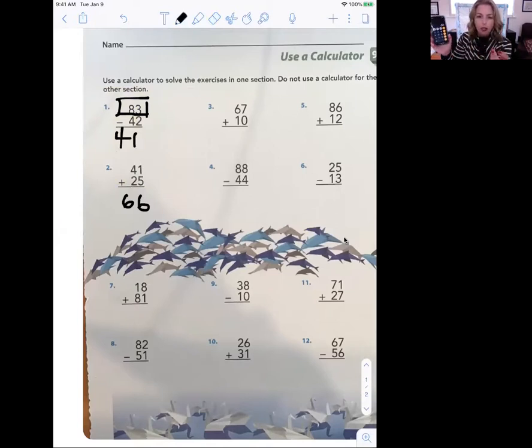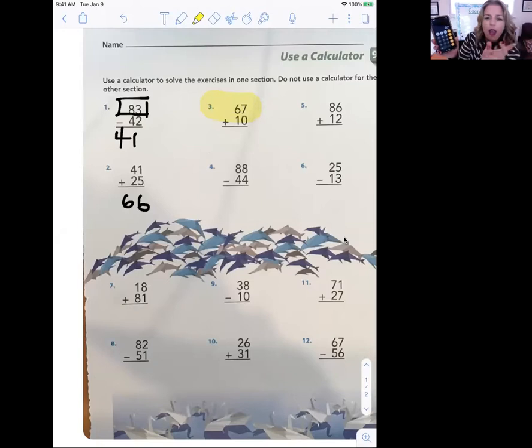Okay, now let's do number 3. What do I need to do first with my calculator? Right, I got to clear it out. Hit the clear button. Now I'm ready to begin because there's a 0 there. So let's look at number 3 right there. What numbers do I plug in first? I plug in 67, and did I put 67 on my calculator? Right, don't put 76, the number is 67.